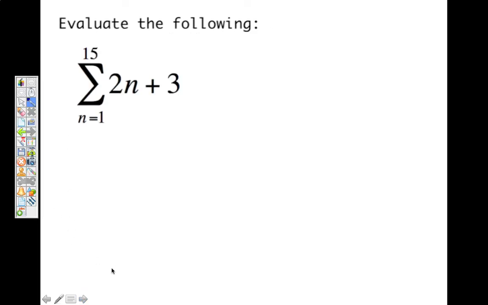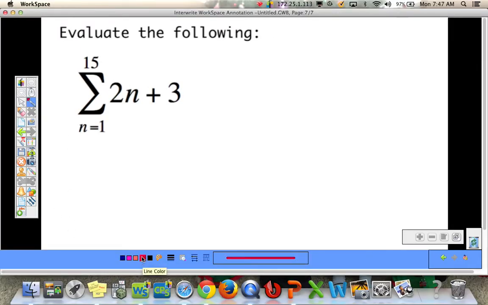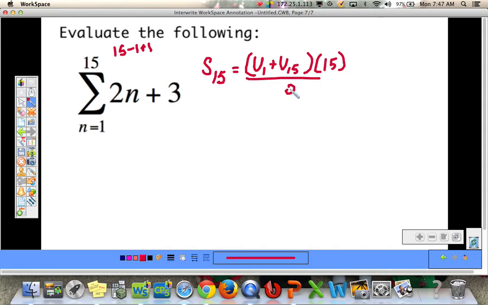Evaluate the following. So again, here you probably wouldn't want to list out all of the 15 terms, so I'd use the sum formula. The sum of the first 15 terms is the first number plus the 15th number times the number of terms. So the number of terms would be 15 minus 1 plus 1. There's 15 terms here. Divide by 2.